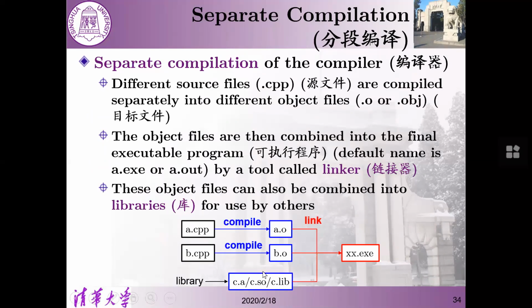Actually, after compilation of these source files, we can link them together into an executable file. So there are some libraries. We can link libraries and also object files together to generate one executable file. So we will learn about libraries later. Okay. So this is separate compilation. First compile into object files and then link all the different object files into an executable file.